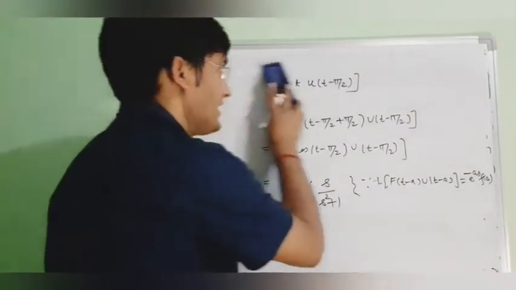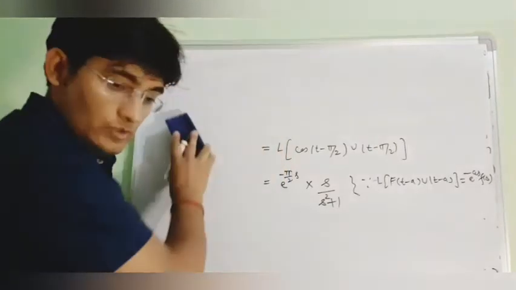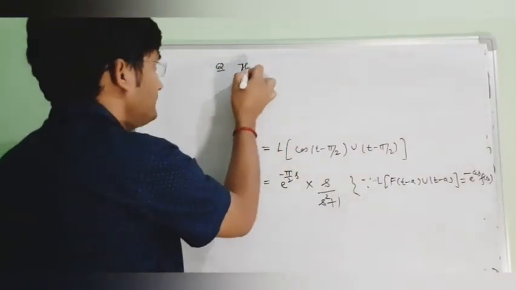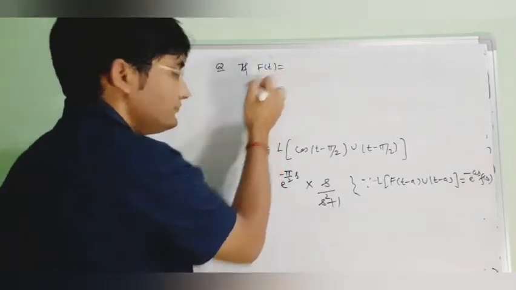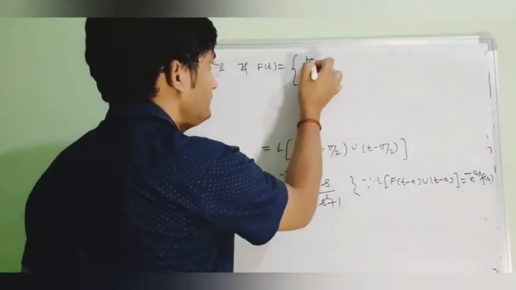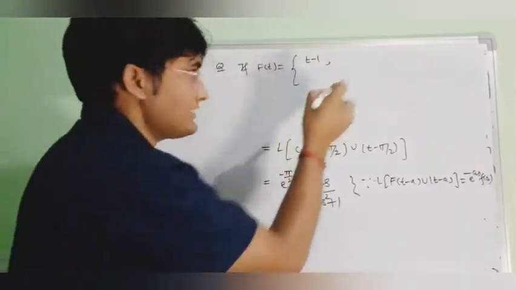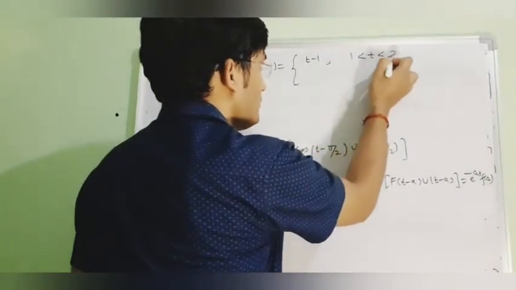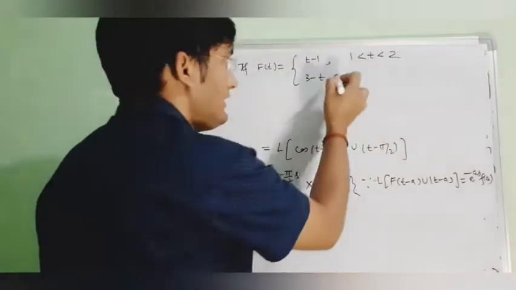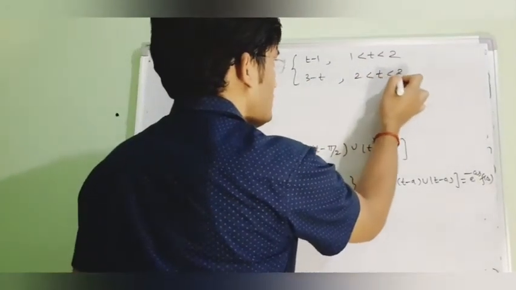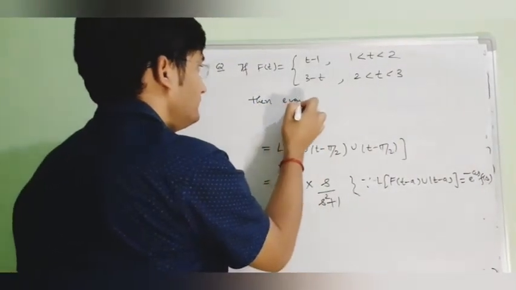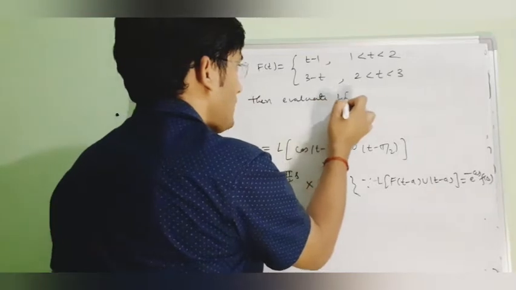Then, next question. Okay, if f(t) equals t minus 1 when t lies between 1 and 2, and 3 minus t when t lies between 2 and 3, then evaluate Laplace of f(t).